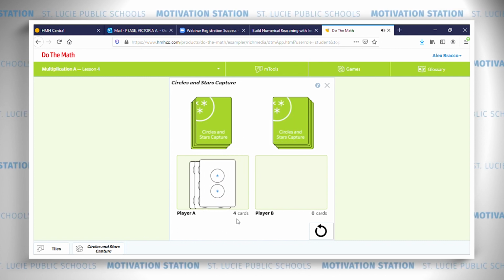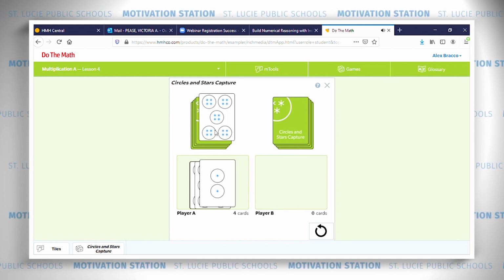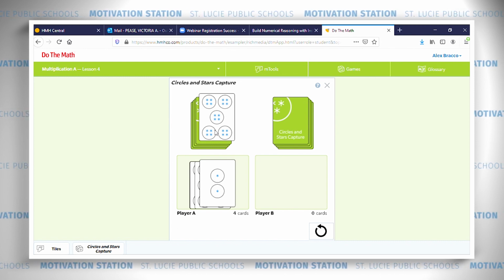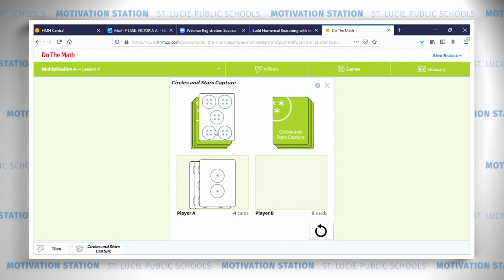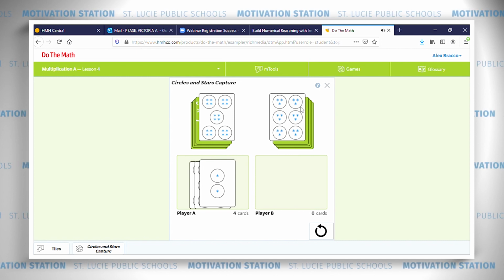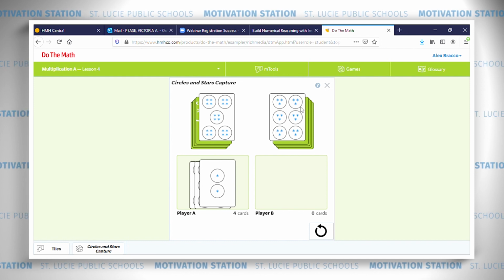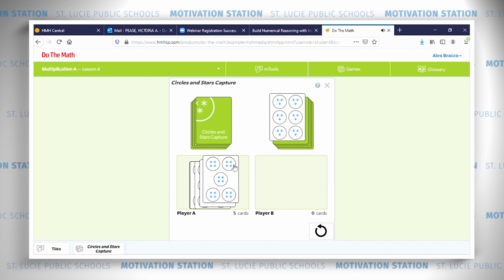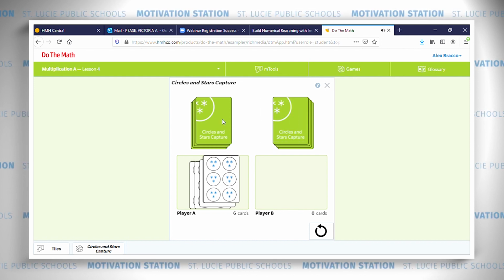And you can see, again, it's keeping a tally of who's winning. Player A is winning right now. Flip over a card. I've got 5 circles with 4 stars in each. So the equation you'd write would be 5 times 4 equals 20. Player B flips their card. And I've got 6 circles with 3 in a circle. So that would be 6 times 3 equals 18. So I'm going to put those in player A's pile because they had more stars.